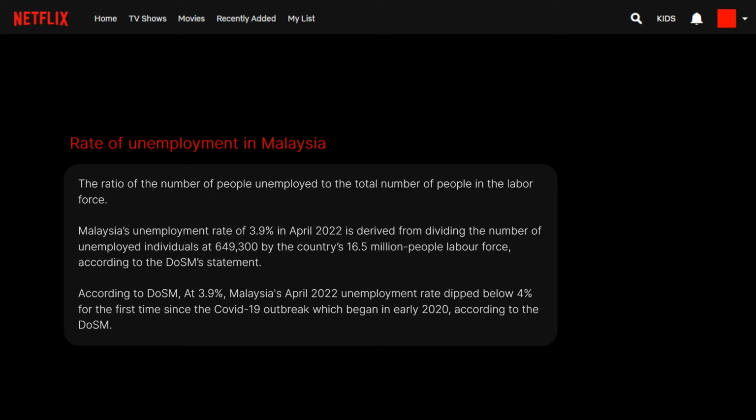Malaysia's unemployment rate of 3.9% in April 2022 is derived from dividing the number of unemployed individuals at 649,300 by the country's 16.5 million people labor force, according to the DOSM's statement. At 3.9%, Malaysia's April 2022 unemployment rate dipped below 4% for the first time since the COVID-19 outbreak, which began in early 2020.